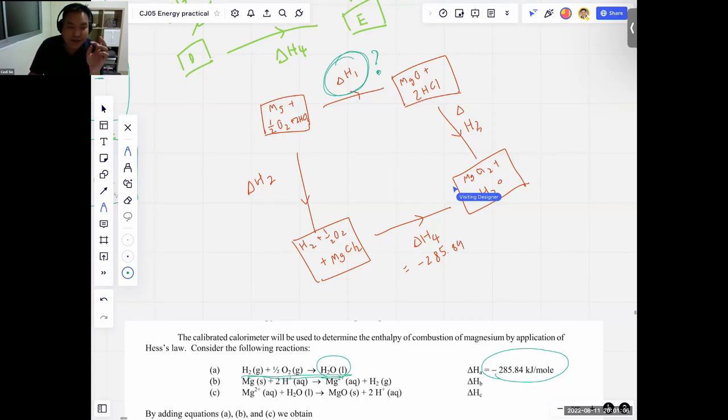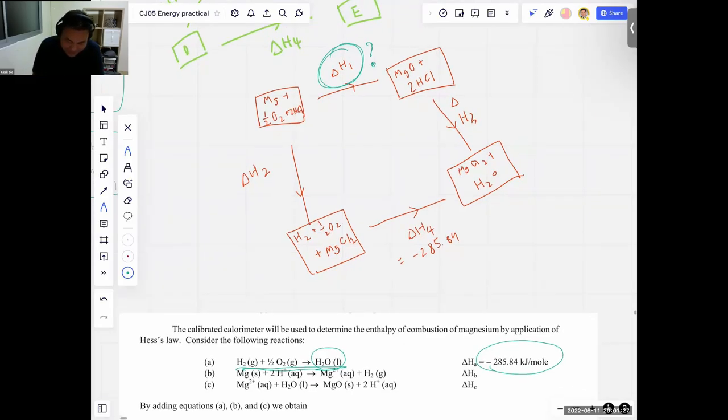And this delta H1, we try to avoid doing the experiment of delta H1 because why? Too exothermic, and it's dangerous. And it's difficult to measure also because the reaction is so fast. Then getting the heat from the beaker is also quite difficult. So we try to find delta H2 and delta H3. If we know these two, then we can calculate delta H1.